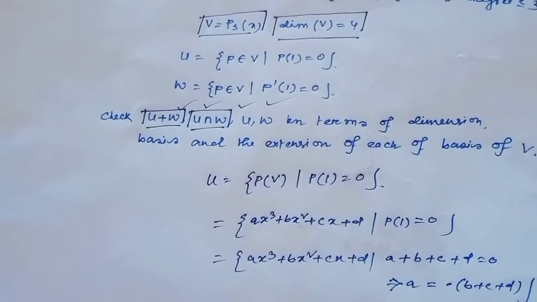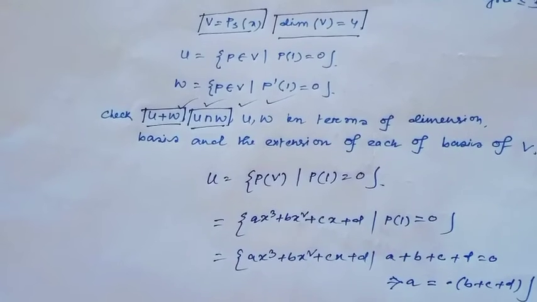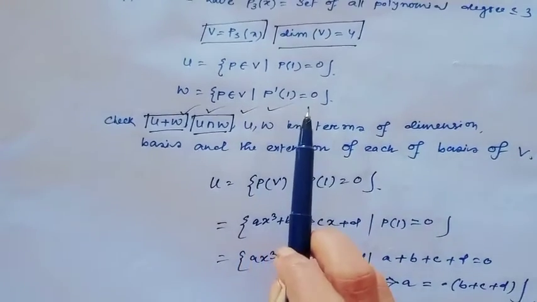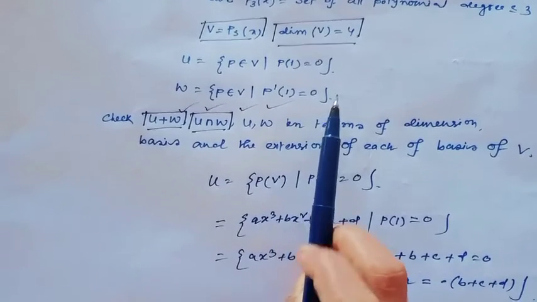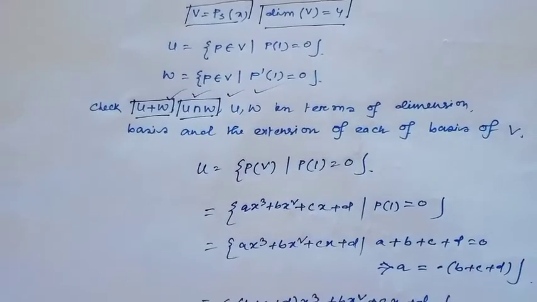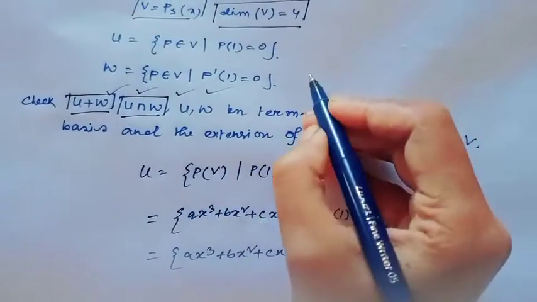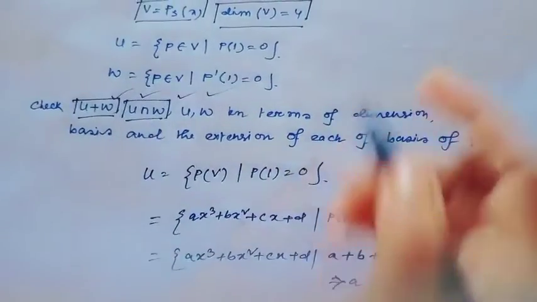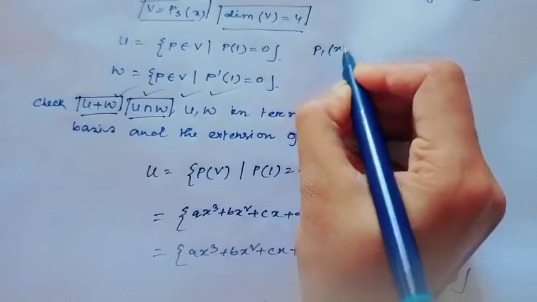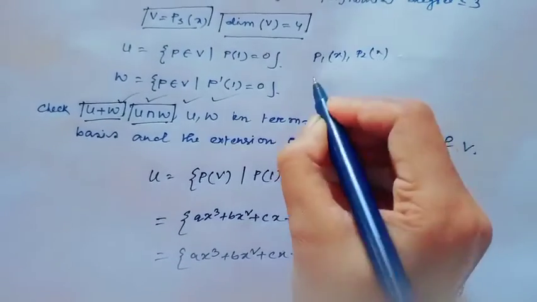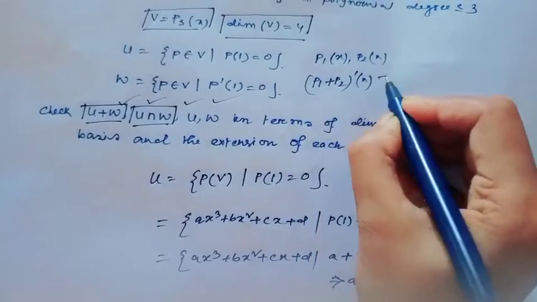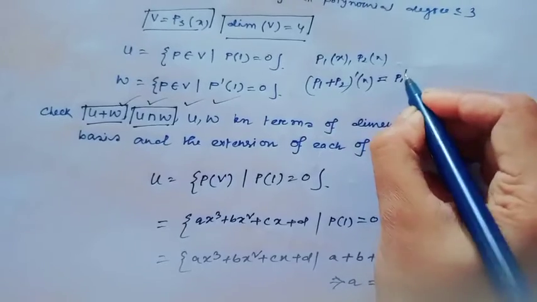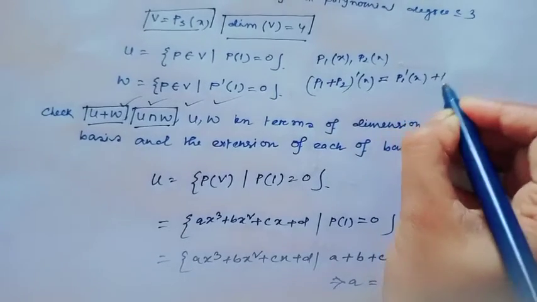Similarly, notice the subset W. Obviously, W contains the set of those polynomials such that their derivative at the point 1 equals 0. Is this set a subspace? All of us know this type of subset is always a subspace because, as per the rule, if we consider two polynomials p1(x) and p2(x), then (p1 plus p2) prime of x, by the rules of addition, would be p1 prime x plus p2 prime x.